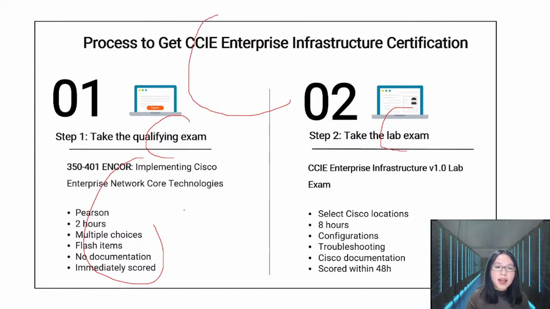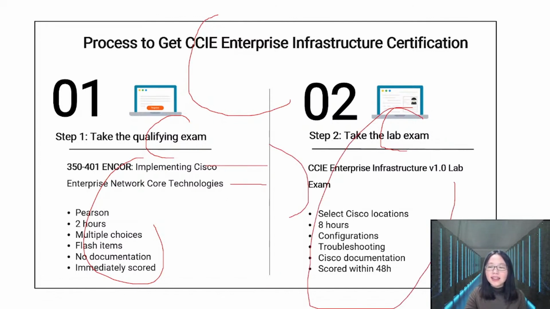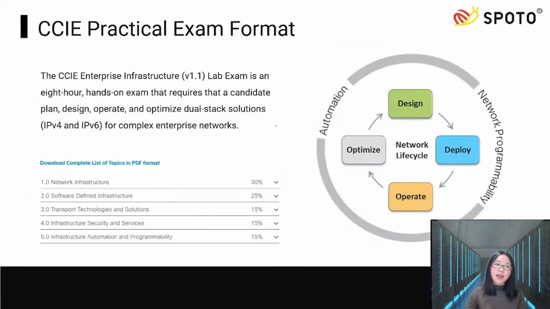And after passing the written exam, you can take the second module, the lab exam. It covers enterprise networks through the entire network life cycle, from designing and deploying to operating and optimizing. So let's move to the lab part.